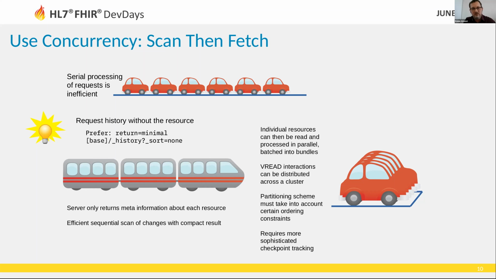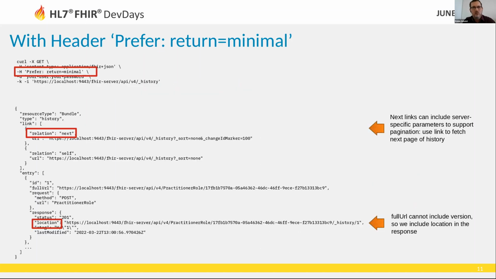Now, it does require a little bit more sophisticated checkpointing. But what this does do is it allows us to do this really efficient sequential scan, and the result is compact. So we get a lot of data back in a small amount of time. So what does this look like in our implementation?